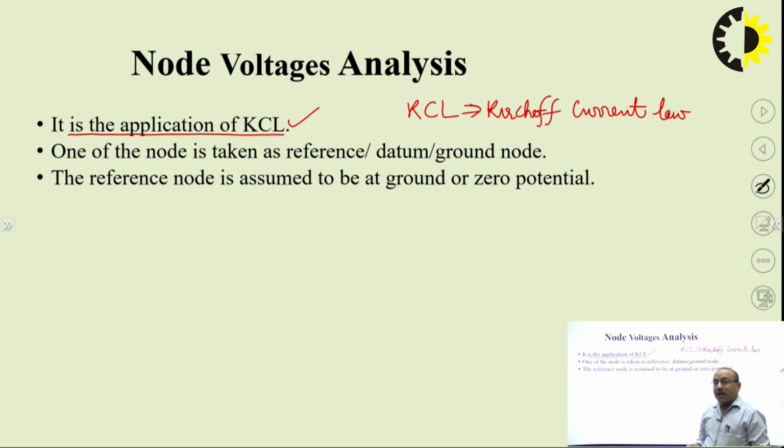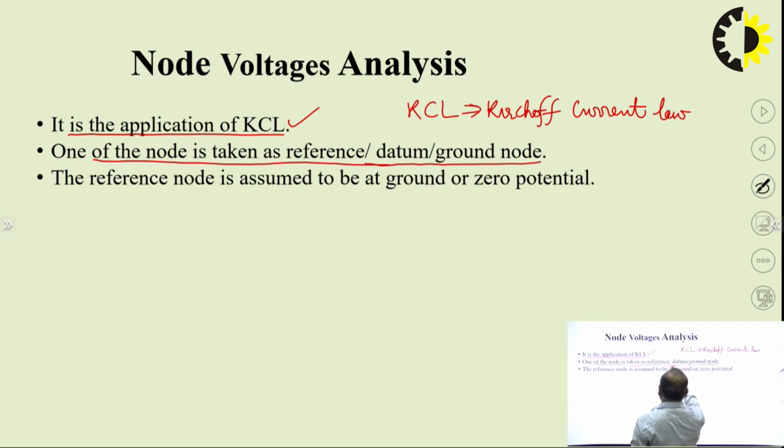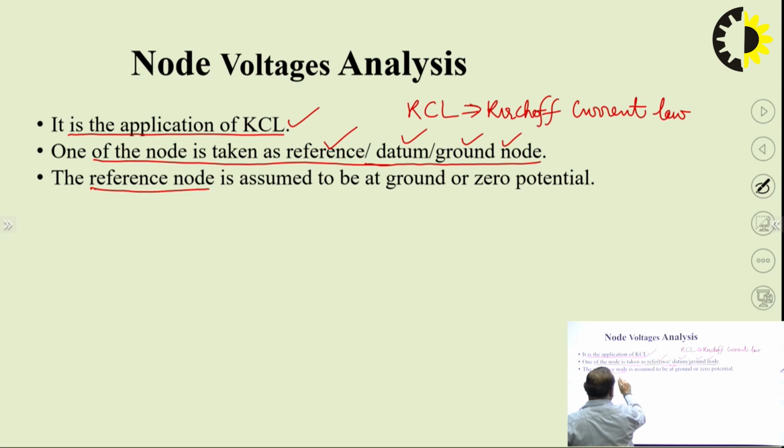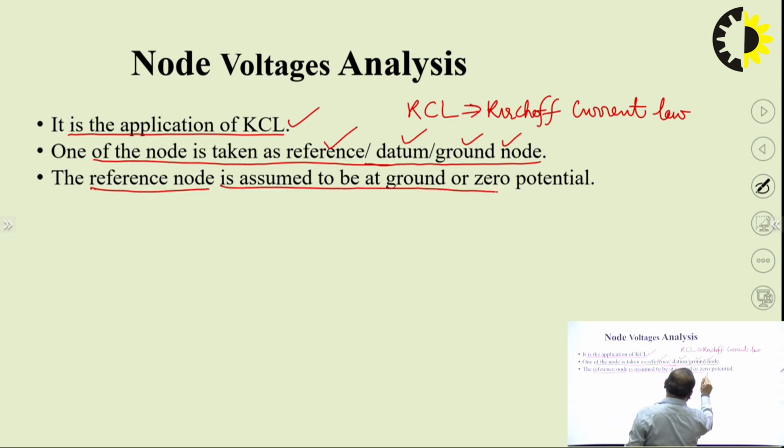Now in this, what we do is, one of the nodes in the given circuit is taken as the reference node, and the other names associated with this are datum node or ground node. These are the different names for the same point: reference node, datum node or ground node. We will see in the coming slide how we select it. Then this reference node is assumed to be at ground potential or zero potential, since ground potential is 0.